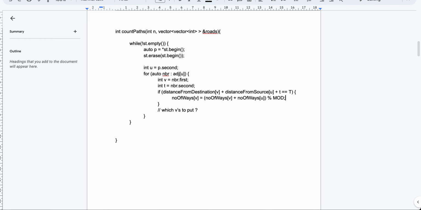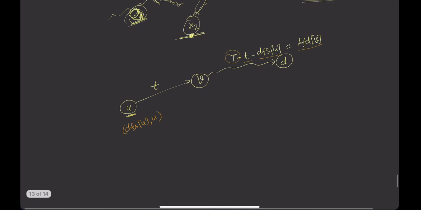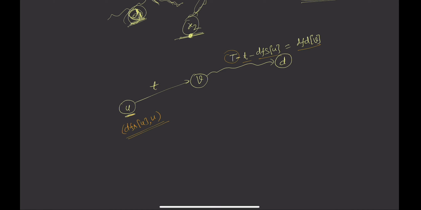This mod, okay, the number of ways to reach v is incremented by this. But since u was relaxed, it means u was relaxed with its distance from the source, and u was popped from the set. So if there is a node which is not following this property, then what will happen?